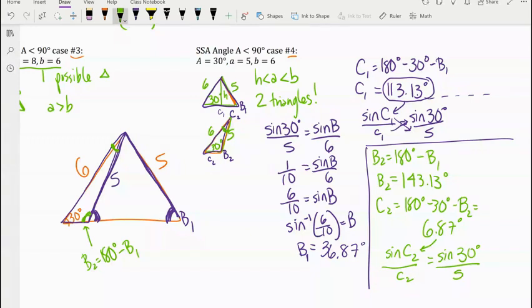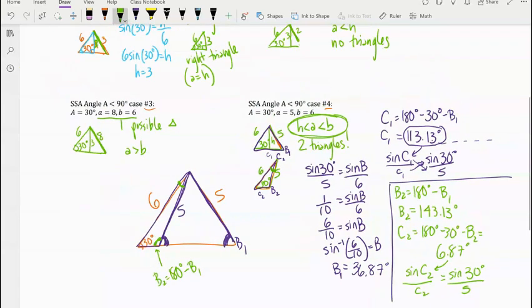And then again, it's two triangles with the same information. They both have an angle of 30. They both have a side length of 5 across from an angle of 30. And they both have a different side of 6. And it creates these two different triangles because of this relationship.